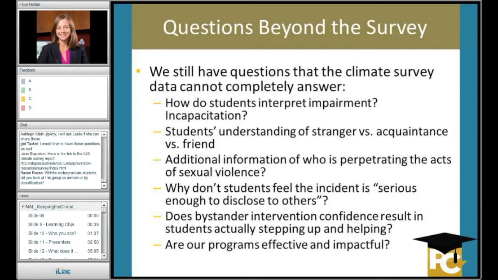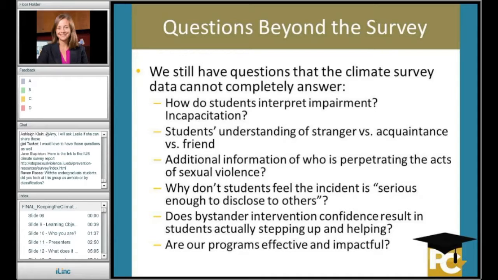And then there's more questions that we just have in general. So does bystander intervention confidence actually result in students stepping up and helping? How do we measure that relationship? Maybe some researchers are currently looking at that. Maybe there's some national publications or research showing us that. But that's a question that we have, is how does that translate into helping? How do students help? Is the way that they help actually making a difference?